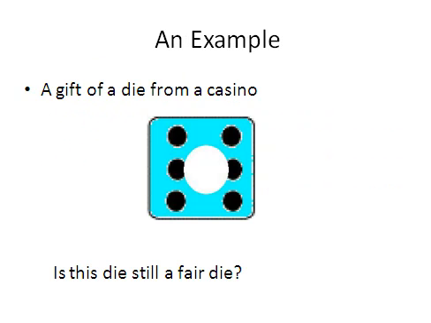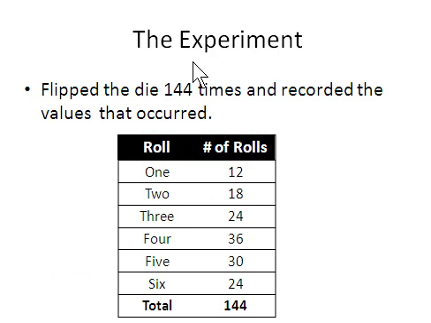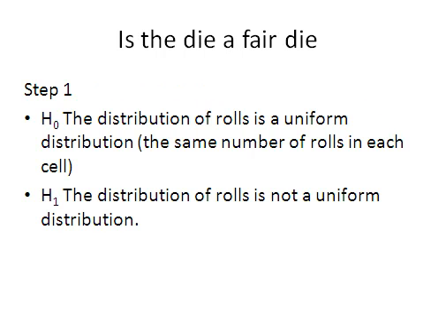The problem that I'm going to do: one time I got a gift of a die from a casino, only this die had a hole drilled through the middle of it. And my question was, is this still a fair die? So what I did was I flipped the die 144 times and I recorded the values that occurred. So I got 12 ones, 18 twos, 24 threes, so on and so forth. And my question was, if this die was a fair die, could I possibly get a distribution of rolls that looked like that?